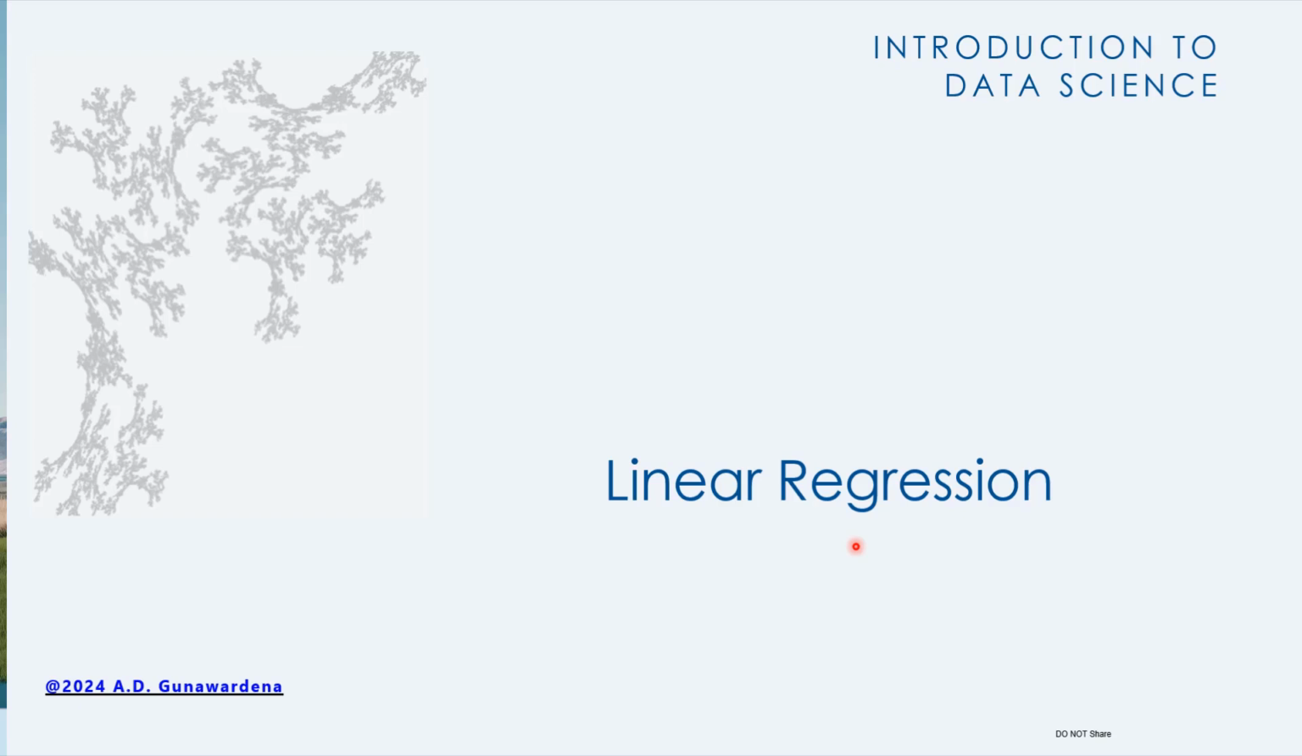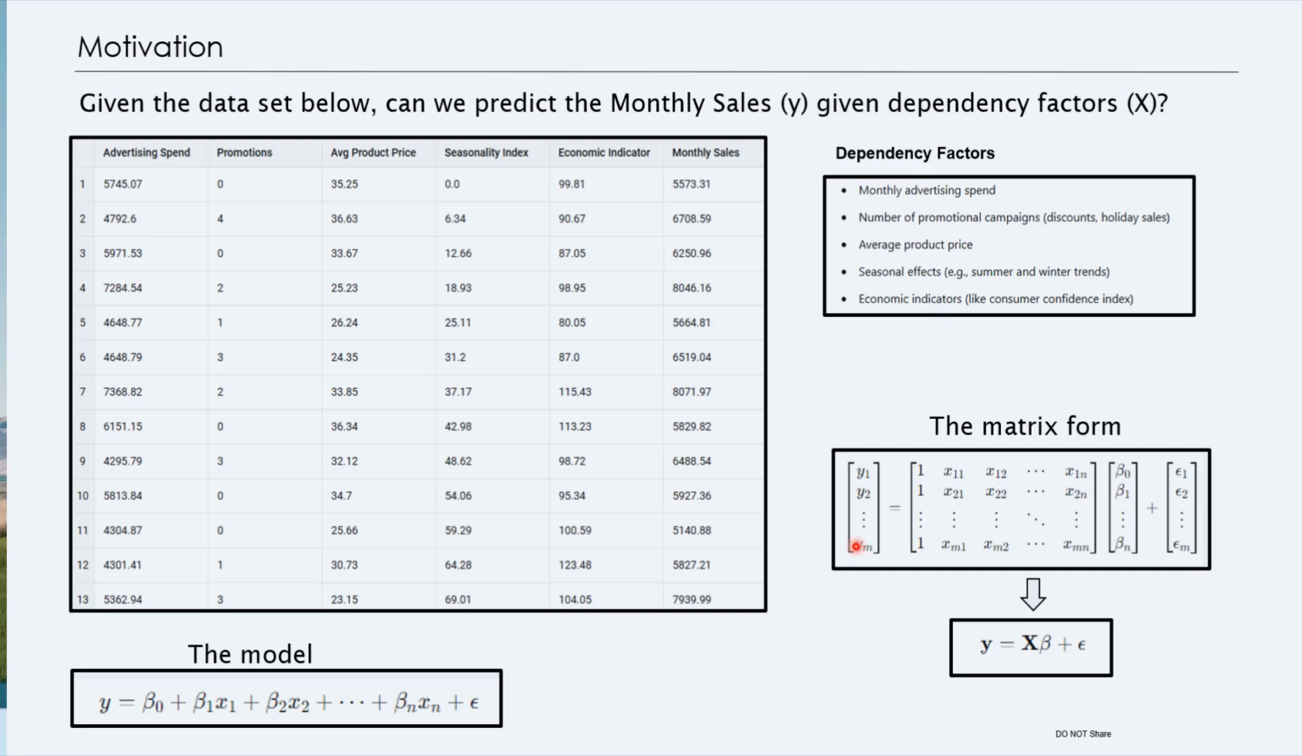Ready? Let's get started. We will start with a data set on sales prediction. Our goal is to forecast monthly sales by examining key factors like advertising spend, promotions, and more. Picture this model as a linear formula connecting Y, our sales, with all the influencing X factors. The model is a simple linear model with error factor epsilon as part of it.